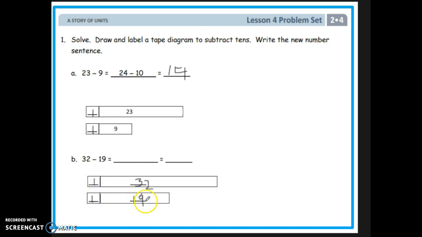And now we have a new problem. I have 1 plus 32 equals 33 minus that 1 plus 19 is 20. And now we have our new problem. 33 minus 20 equals, that's right, 13.